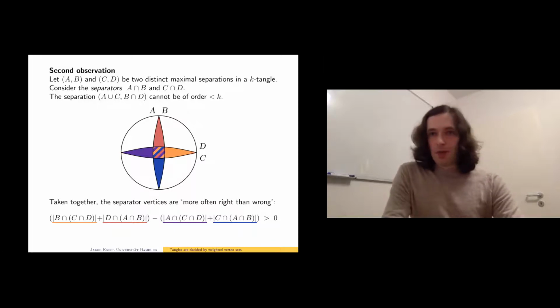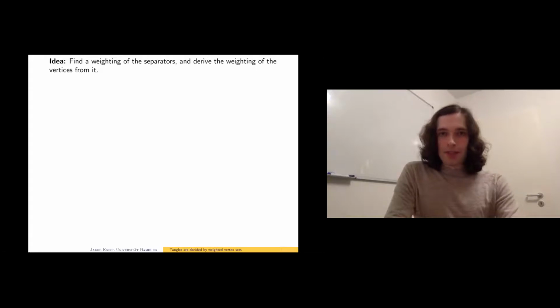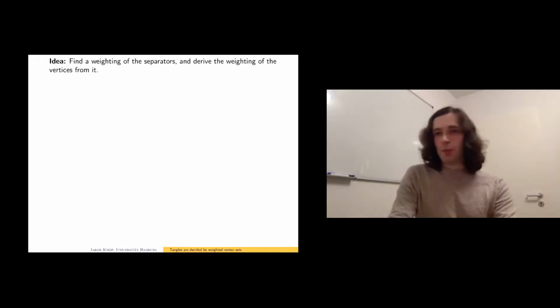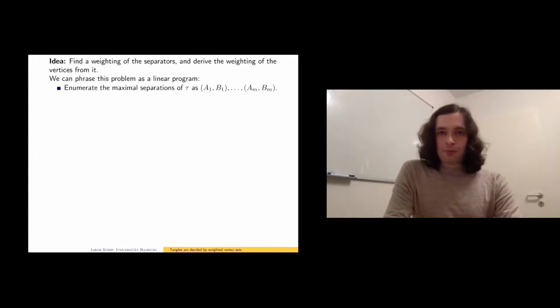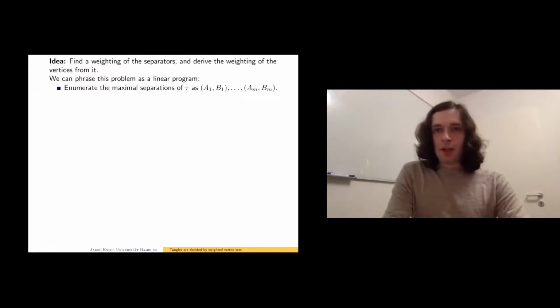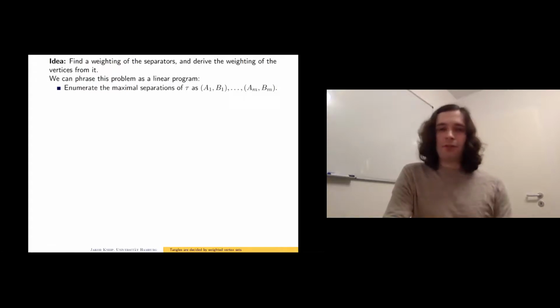So let's see how we can actually find a weight function this way. As I said, we're going to assign weights to these separators first, and then turn that into the weighting of the vertices, simply by summing up for each vertex the weights of the separators in which the vertex lies. Now, the first thing we do is bring our problem of assigning weights to the separators into matrix form. And from there, we will then work with a matrix rather than with the actual graph.